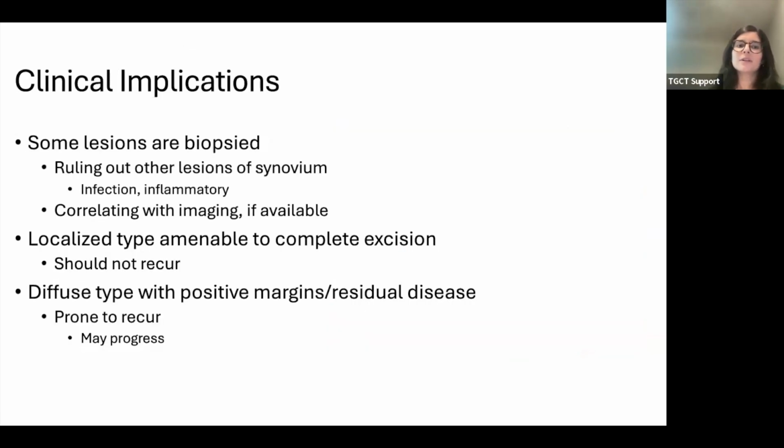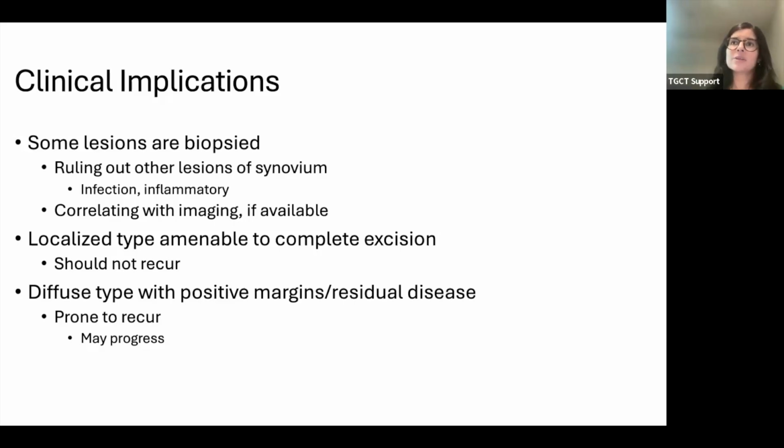All right, so in terms of clinical implications, very rarely do we get biopsies of these lesions. And it's generally in the scenario where maybe the clinical picture is a little bit confusing and we're not exactly sure of the underlying etiology. So what we want to do is rule out other lesions of the synovium. Rarely, malignancies can involve the synovium. Obviously, infection is important to rule out, and an inflammatory synovitis is important to rule out, since the treatment will be so different for any of those entities.